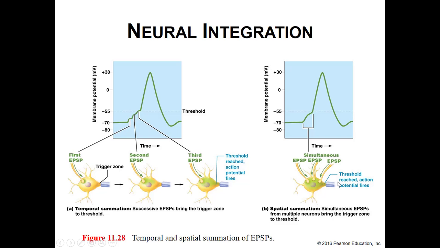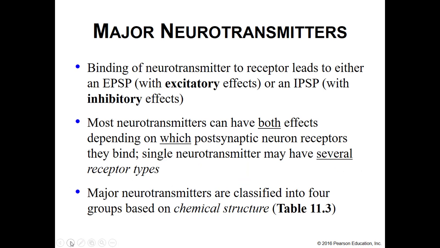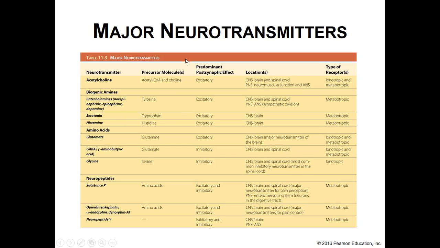And then spatial summation is where you have multiple neurons releasing neurotransmitter at the same time, bringing the depolarization to threshold, generating an action potential at that axon hillock. And with neurotransmitters, some neurotransmitters can be both inhibitory and excitatory depending on which receptor they bind to. And so we've got lots that act in both mechanisms. There's a nice table in your lab manual that summarizes these. Table 11.3 tells you if they're excitatory, inhibitory, and the ones that are both.